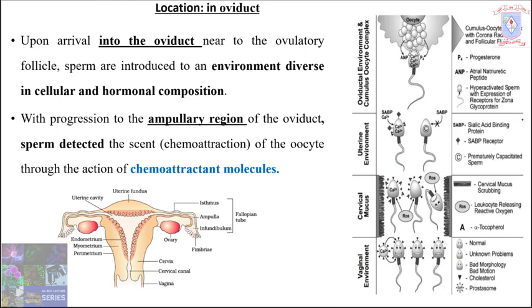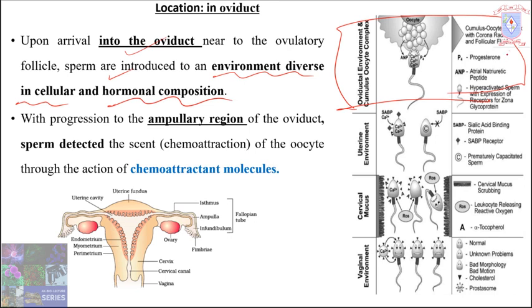The next location is the oviduct. Upon arrival into the oviduct, near the ovulatory follicle, sperms are introduced to an environment diverse in cellular and hormonal composition. So here, new hormones, you can see the presence of progesterone, isn't it? So the sperm get first exposed to the progesterone and such hormones and specific molecules in the female reproductive tract, especially in the oviductal area with the progression to the ampullary region. So here you can see this isthmus region and ampullary region.